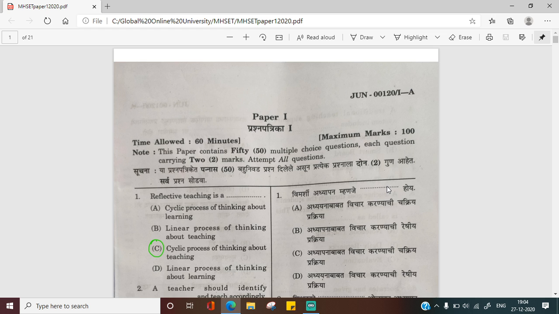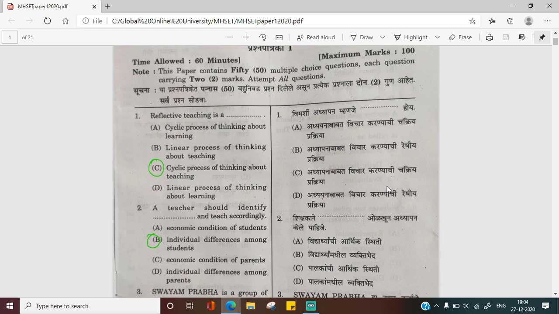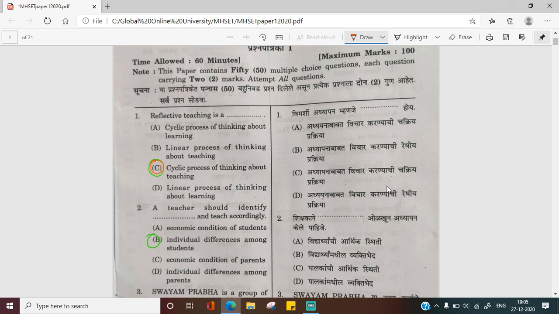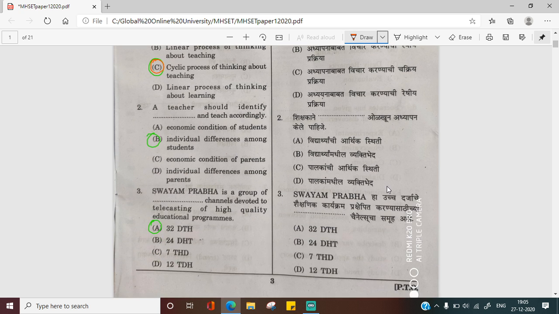The first question is reflective teaching is a cyclic process of thinking about teaching. The right answer is option C. A teacher should identify dash and teach accordingly. So all the students are different and they have differences among themselves. So a teacher should identify individual differences among students and teach accordingly. The right answer is option B.